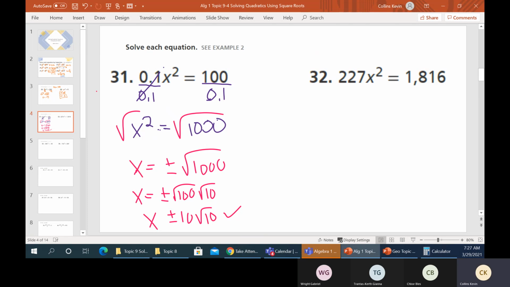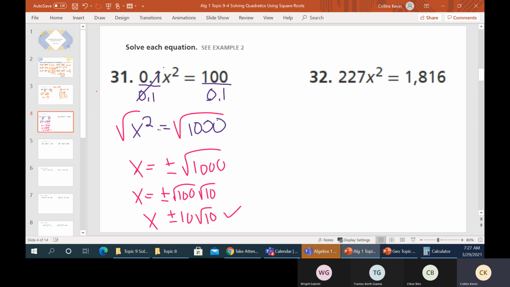So again, this is all standard procedure. You've got a number in front of your x squared, you divide by it. Then we take the square roots, and then if we can, we go ahead and quote unquote reduce the square root and get as much stuff out from underneath it as we can, which is what we did. So it's all good.